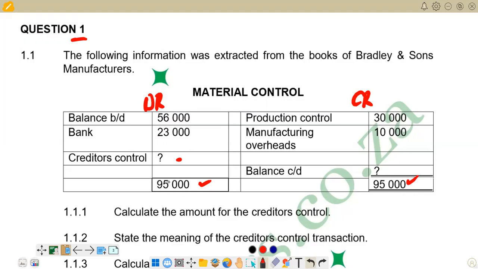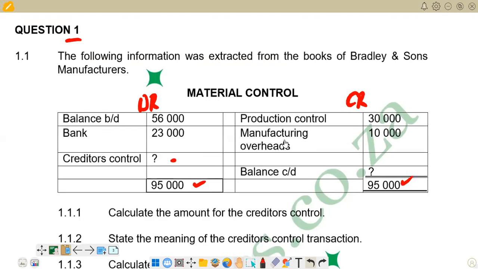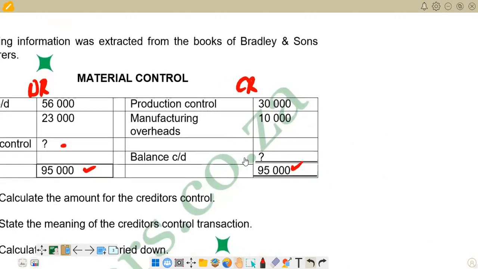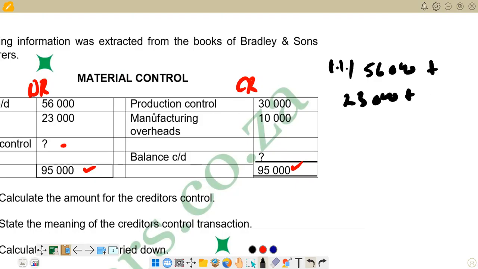So what are we going to do? We make a formula and then find the figure for creditors control. 56,000 plus 23,000 plus the figure for creditors control, which is our CC, is equal to 95,000. This is the formula that we can formulate so that it becomes easier for you. This is the first part, 1.1.1.